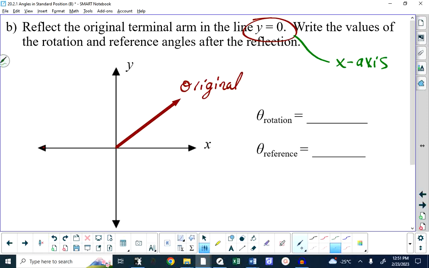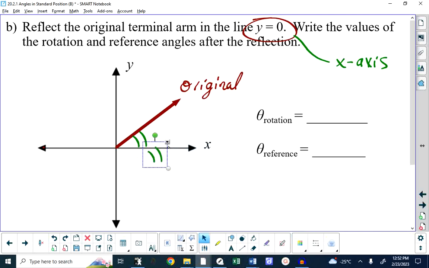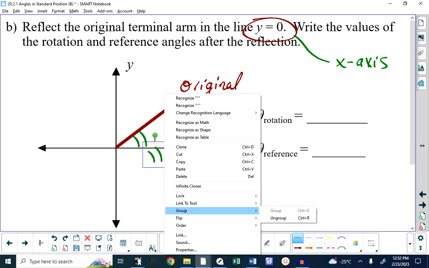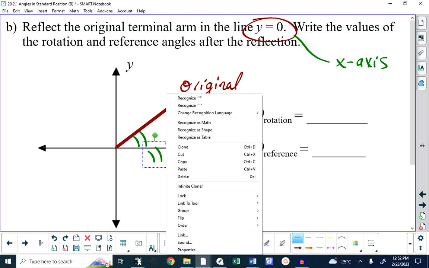So what we're talking about doing is reflecting that arm vertically. And that means it's going to go from quadrant 1 to quadrant 4. And we've already kind of discussed the idea that it's going to have the same reference angle. So I'm just doing this so that I can do a fairly decent job of graphing this, so that it looks symmetrical.